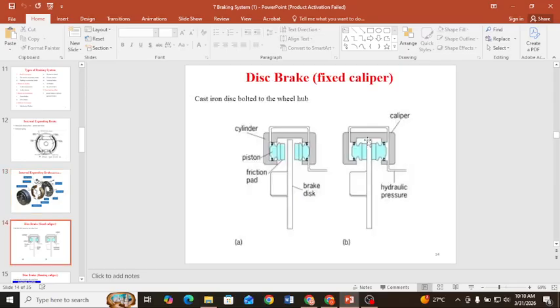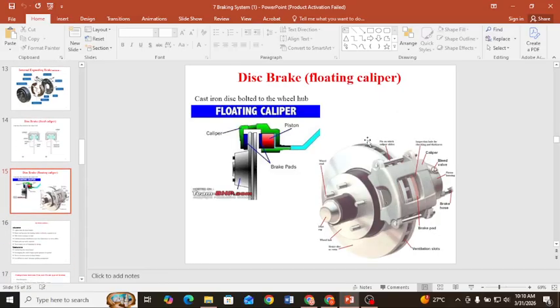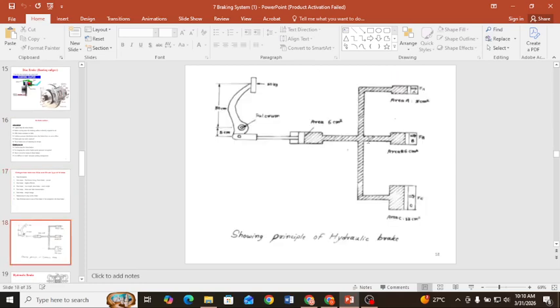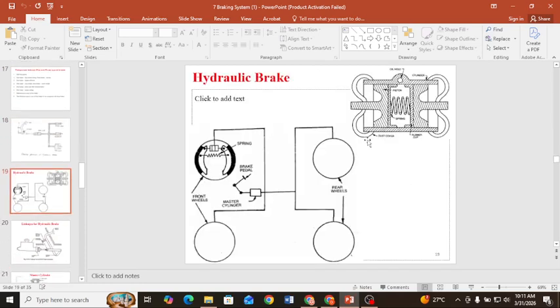Then we discussed the disc brake, where the cylinders are fixed with the caliper. Also in the last lecture we discussed a schematic diagram and the working of the disc brakes. Today we discuss hydraulic brakes.